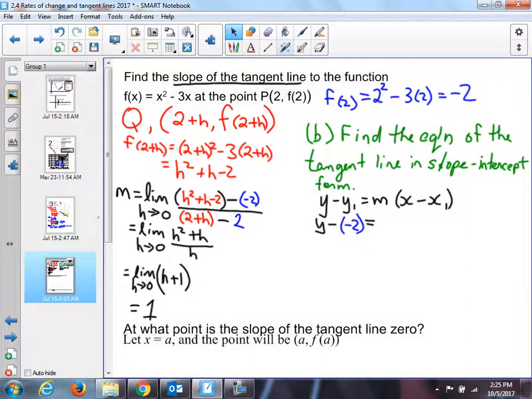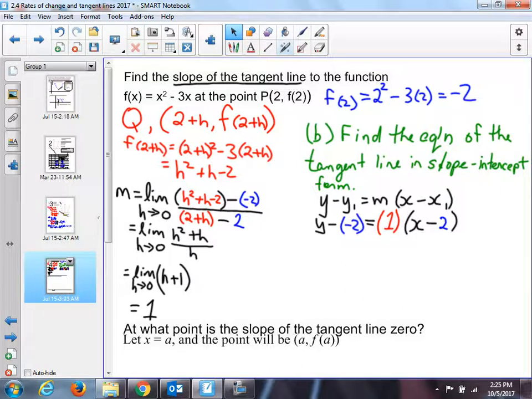My slope in this case was 1. I'm going to insert that there. And I'm color coding just so you know where the parts come from. X minus the original, or the point's x value is 2. And I'll drop the color scheme now.